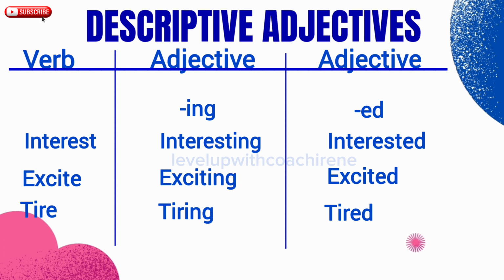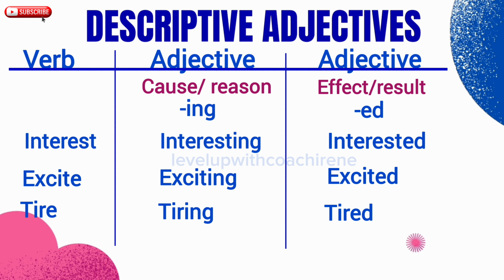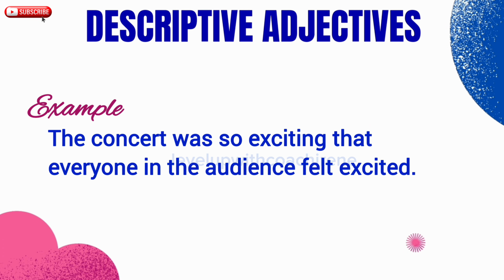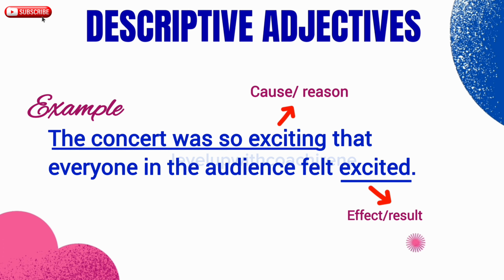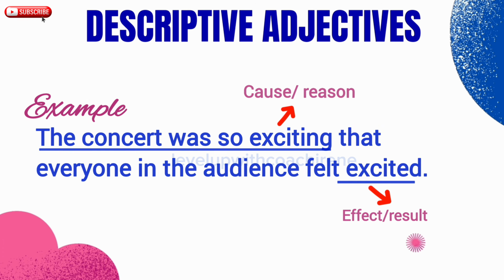The difference between ing adjective and ed adjective is that ing adjective show cause or reason, whilst ed adjective show effect or result. For example, the concert was so inciting that everyone in the audience felt excited. In this sentence, the concert was inciting was the reason or cause, and excited was the result or effect.